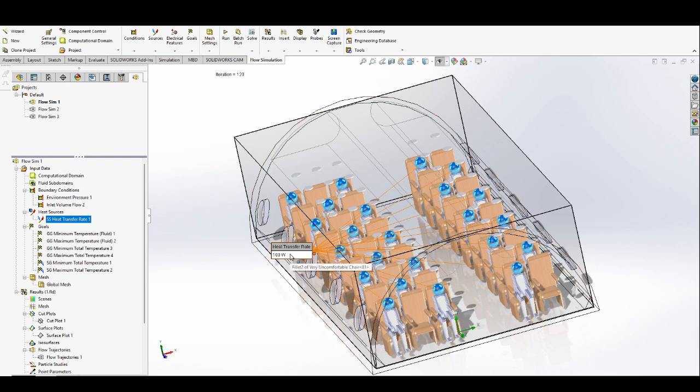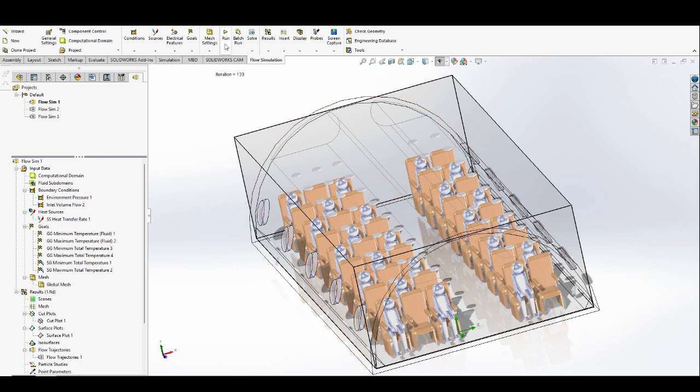For this simulation, we couldn't set it to a temperature for these bodies, so we set it as a heat transfer rate of 100 watts, which from our research was about the average rate for humans. This is a really important part of each of these simulations because they're the main heat sources in this cabin, and without them, it wouldn't really be a realistic simulation.